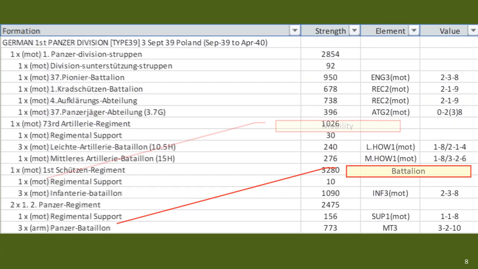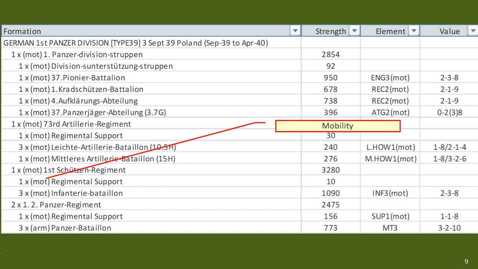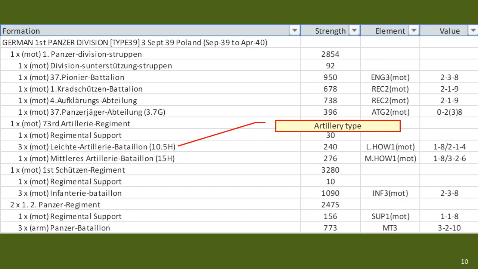type. In front of the battalion name is a mobility symbol, which could be motorized, horse, cycle, armored, and so on. For some of the battalions, an idea of the weapon within it is provided, that is, the main weapon. In this case, this is a battalion which consists of 10.5 cm howitzers. Above this entry, you will see a 3.7 cm gun, which in this case is an anti-tank gun.